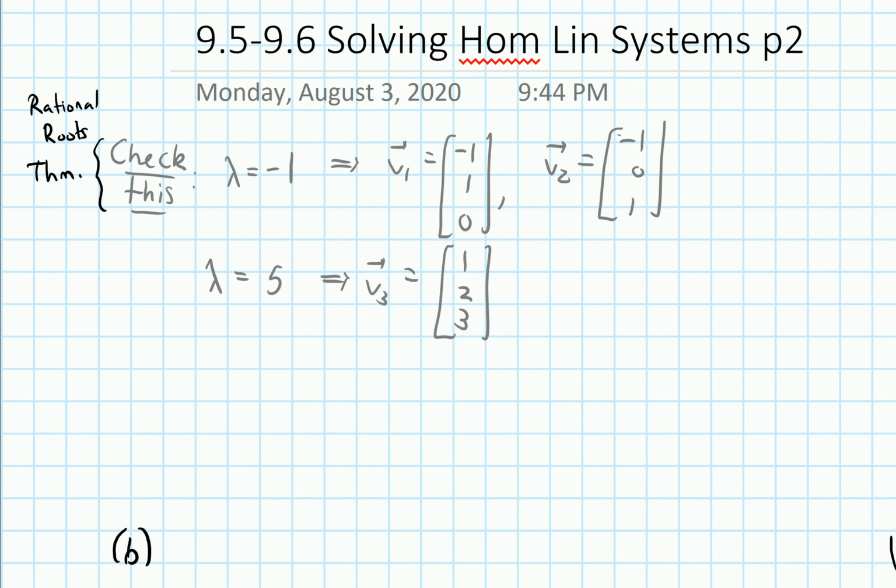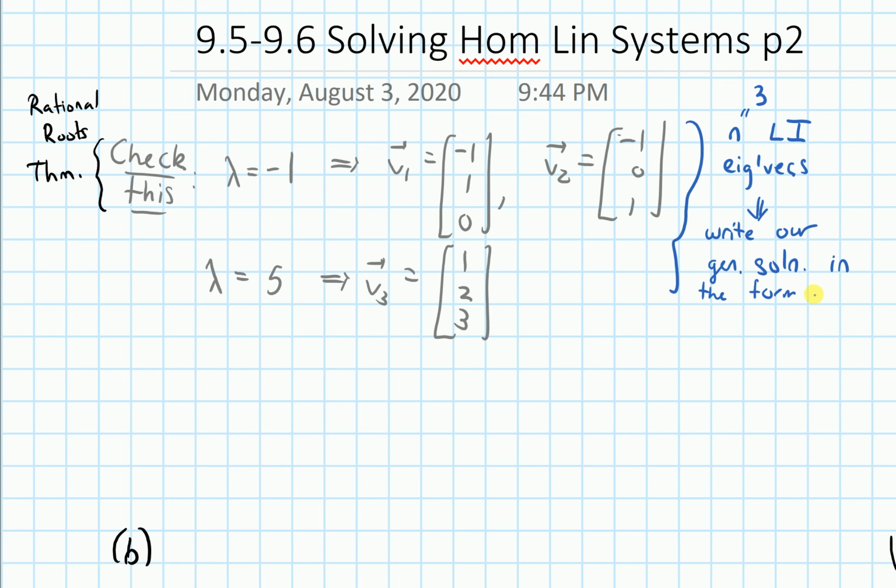Okay, so because our system has n linearly independent eigenvectors, in this case n is 3, we can write our general solution in the form described in the last video.